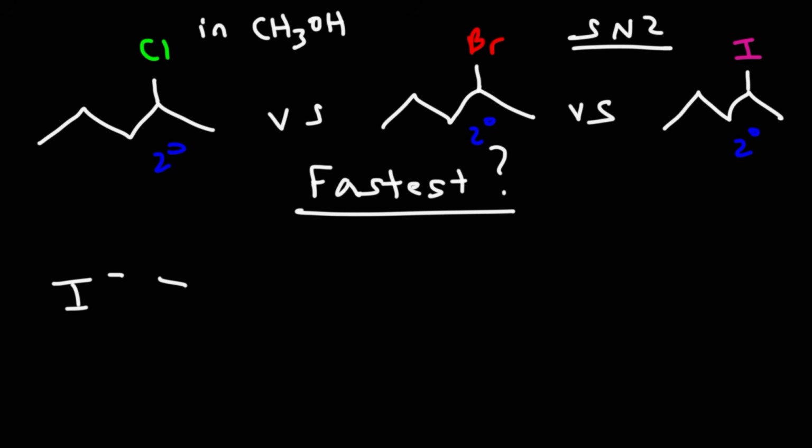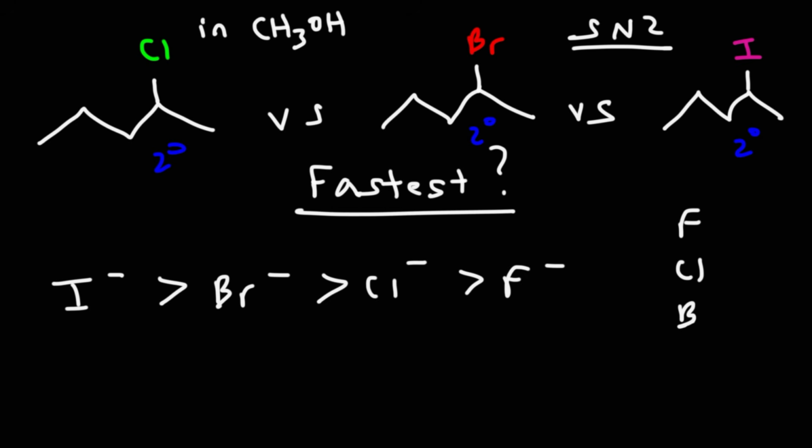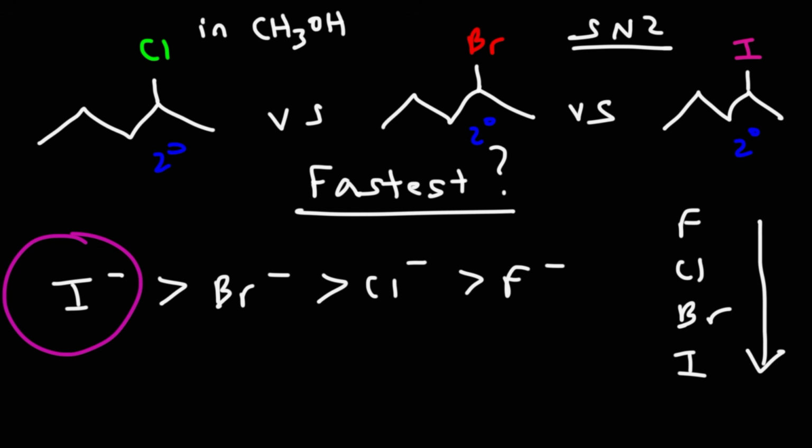Iodide is a better leaving group than bromide, which is better than chloride, which is better than fluoride. And the reason for this has to do with atomic size. So here's the halogens on a periodic table. Atomic size increases as you go down. Iodide is simply a much bigger ion than fluoride, for instance.